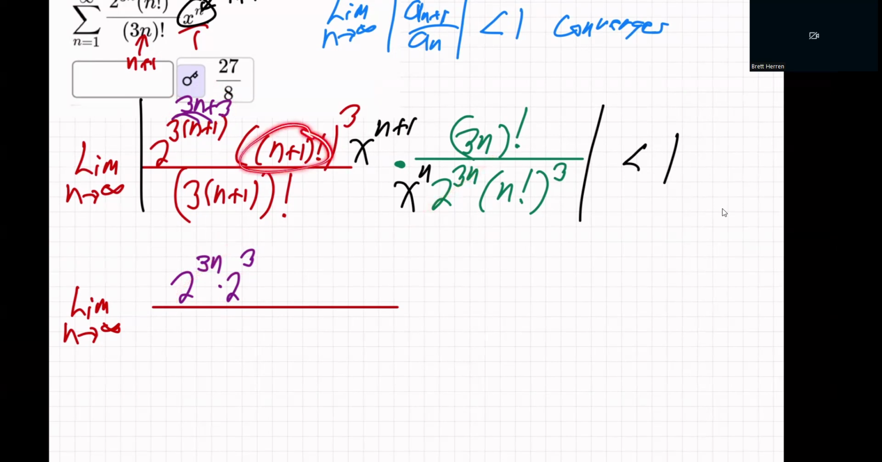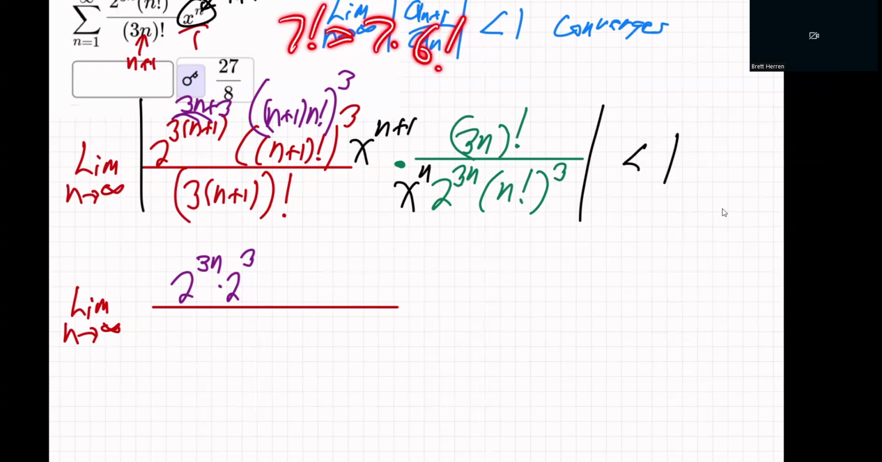Okay, now what about this? N plus 1 factorial. That means n plus 1 times n factorial, all raised to the third power. You good with that? Because that's like saying 7 factorial is the same as 7 times 6 factorial, right? Because 7 factorial means 7 all the way down. So that's 7 times 6 all the way down, right? So n plus 1 factorial is n plus 1 times n factorial.